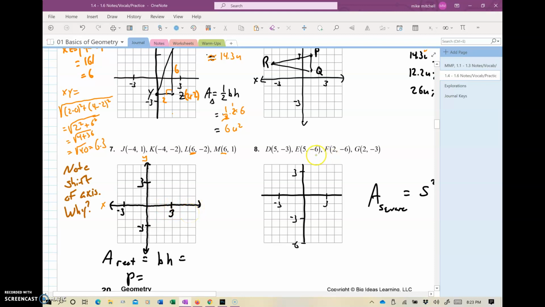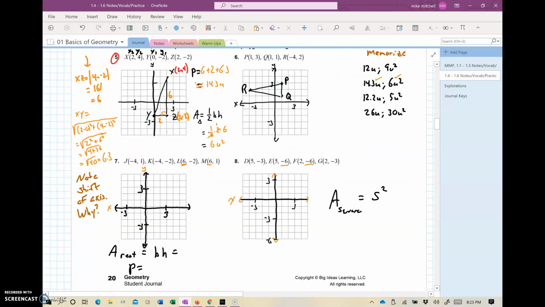Same thing over here. I had some negative 6s showing up in the y numbers, so I had to raise my x-axis here to make sure I had room for that negative 6 on there. So that is something you need to look out for on these problems.